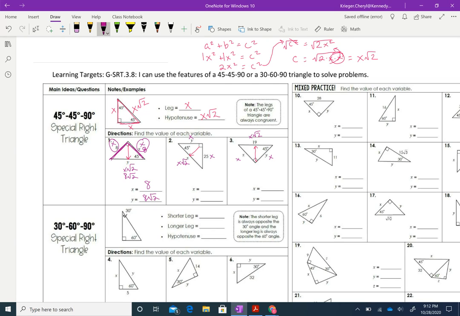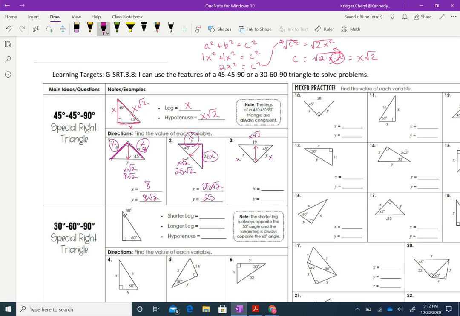Okay, number 2, our legs are 25. So x is 25. So that means y is 25. That's where I tell you the variable's unfortunate. Okay, and my hypotenuse is x square root of 2. So if x is 25, I'll substitute 25 for x. This is 25 root 2. So that is my hypotenuse, 25 root 2.